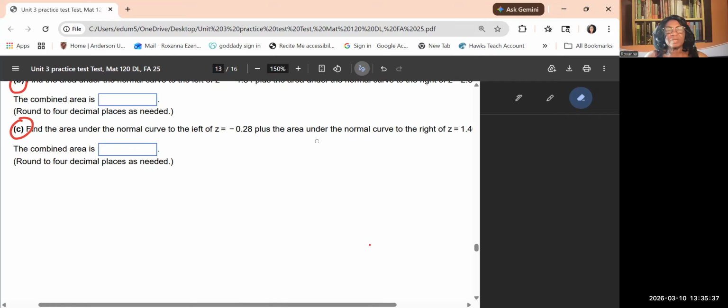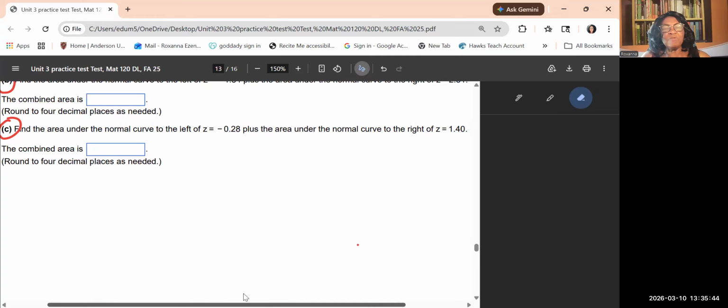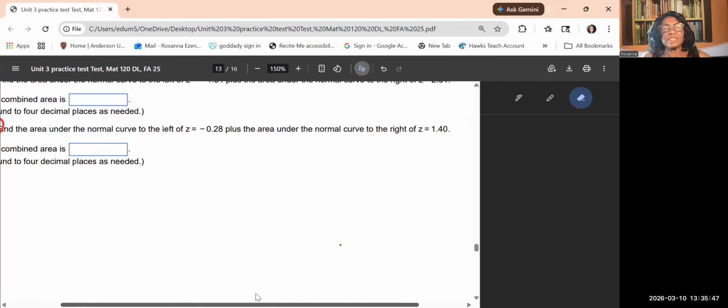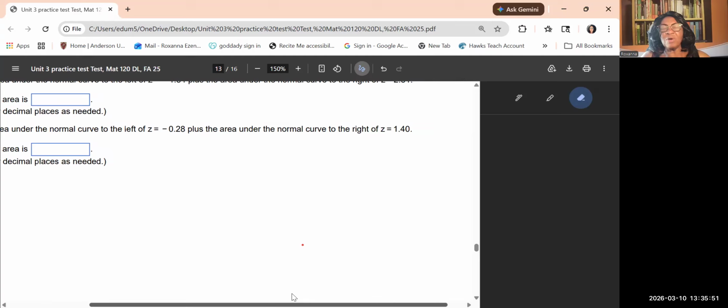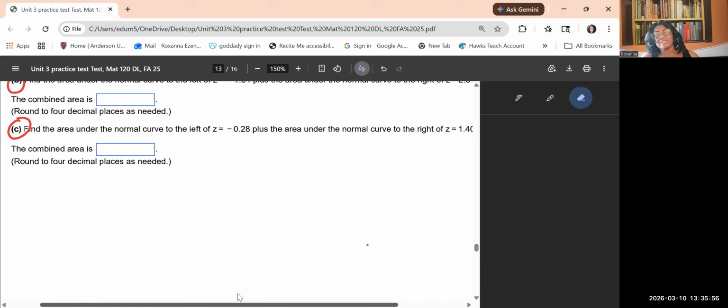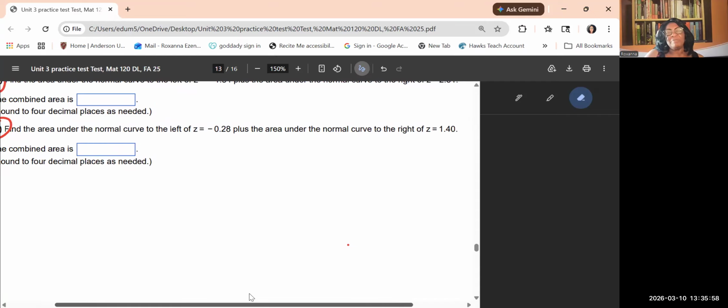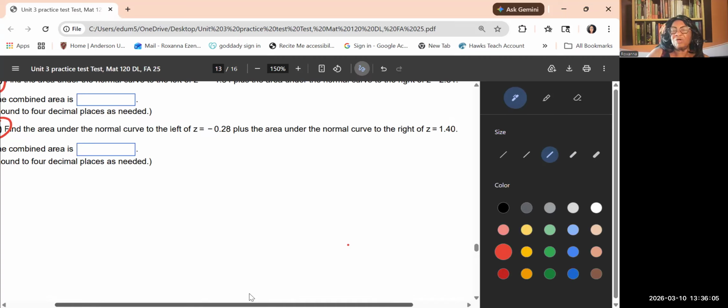This question says find the area under the normal curve to the left of negative 0.28 plus the area under the normal curve to the right of 1.4. Almost the same as what we just did, but let's do it, because today the remaining part of the day is normal curve, so we don't have any other thing to do. So I am going to first of all draw a diagram. Any question on normal distribution, draw a diagram.